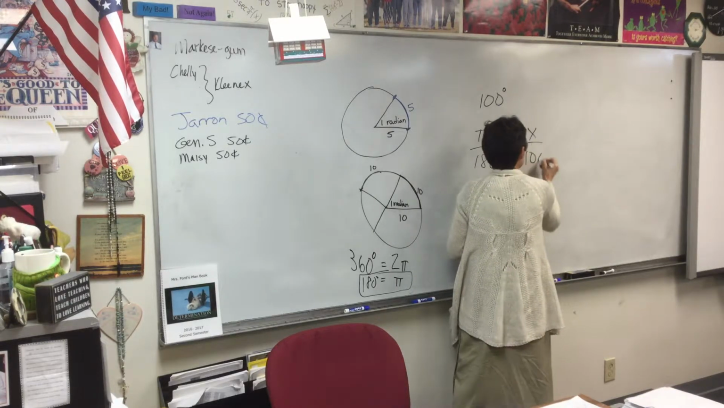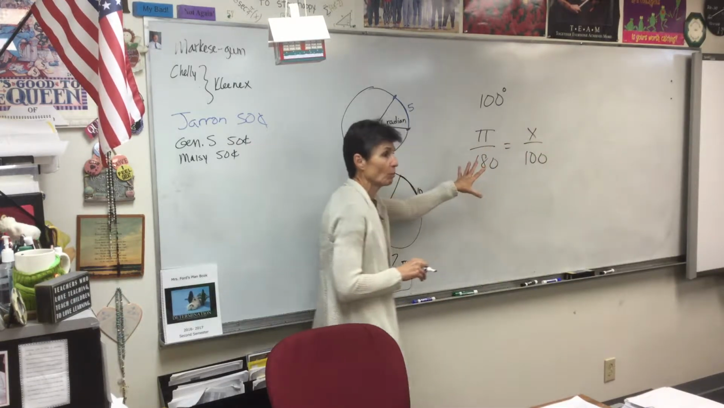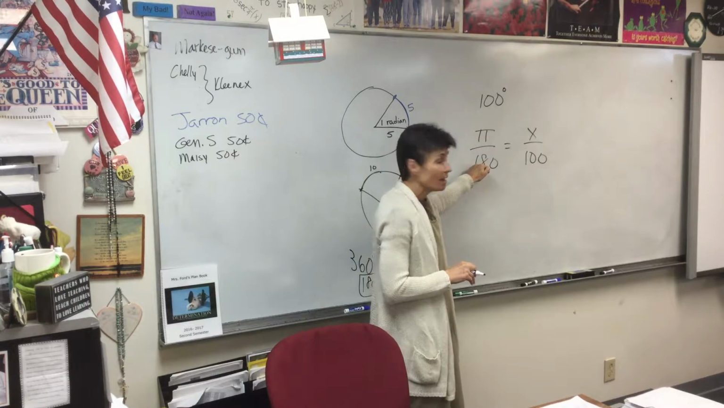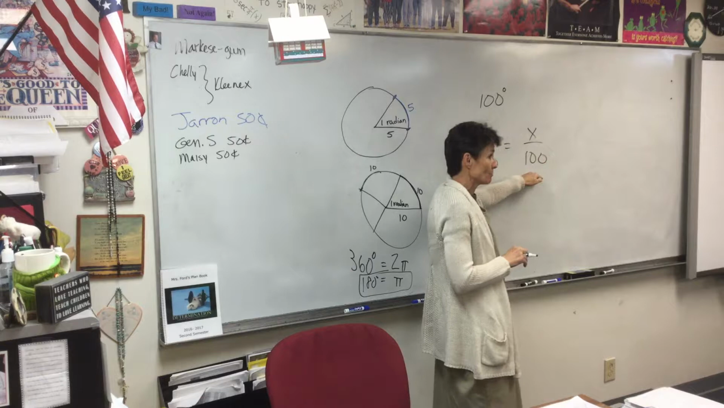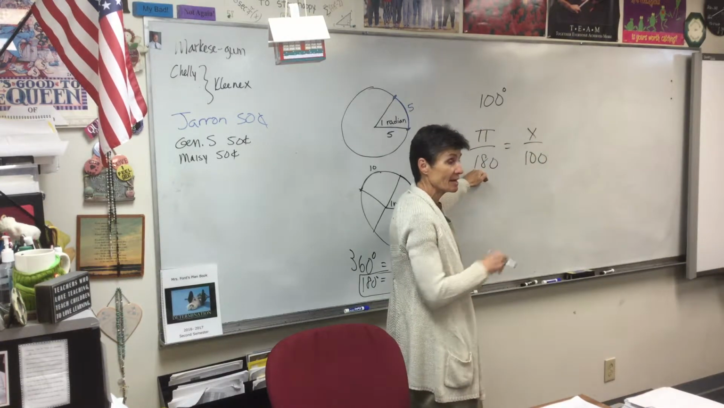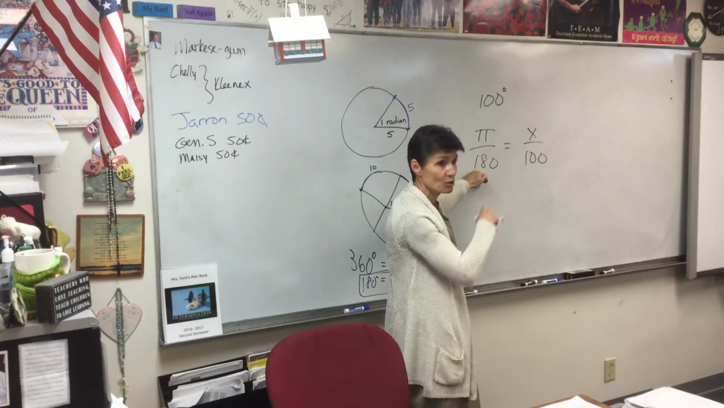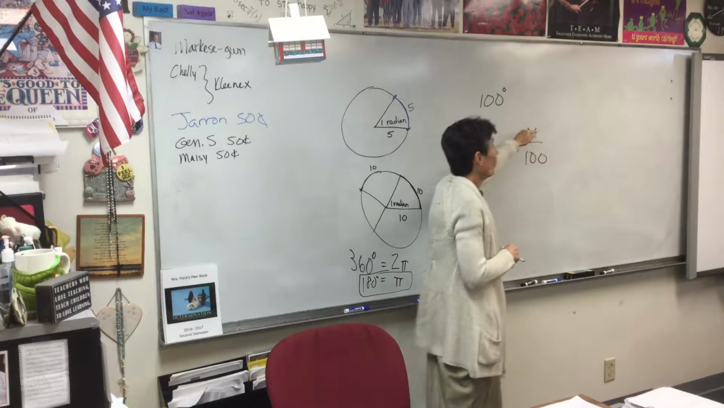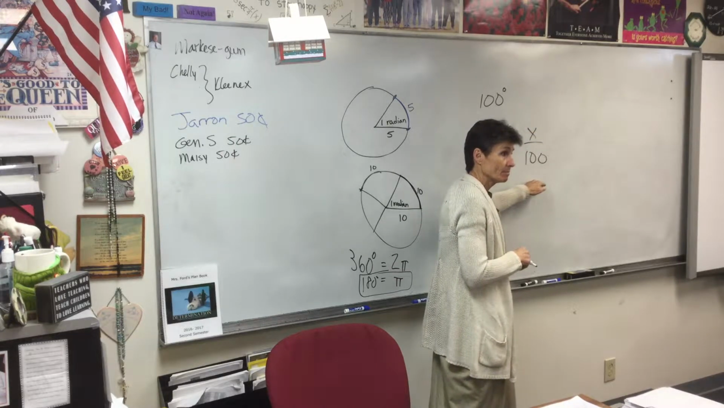So what is 100 degrees? I'll just set up a little proportion. If pi is 180, then what is 100? See how that works? Pi is 180. That never changes. That's a fact. Going to use it in every single problem. Pi is 180. What is 100?